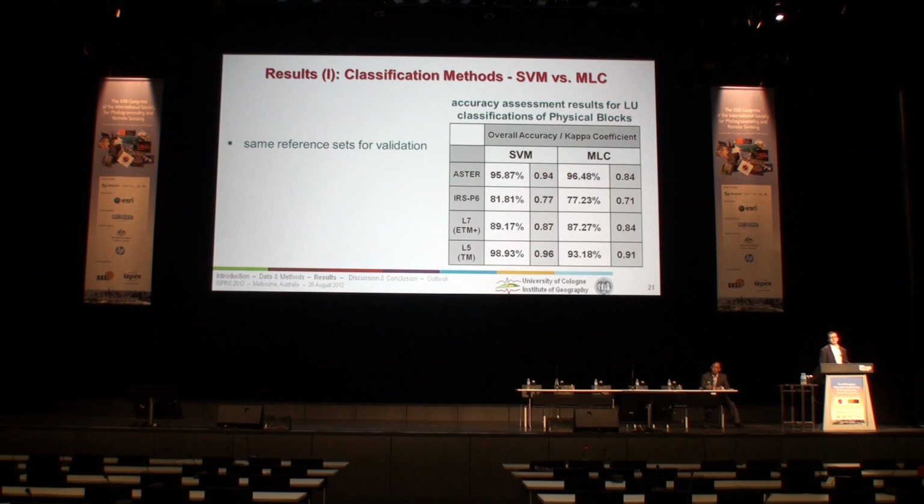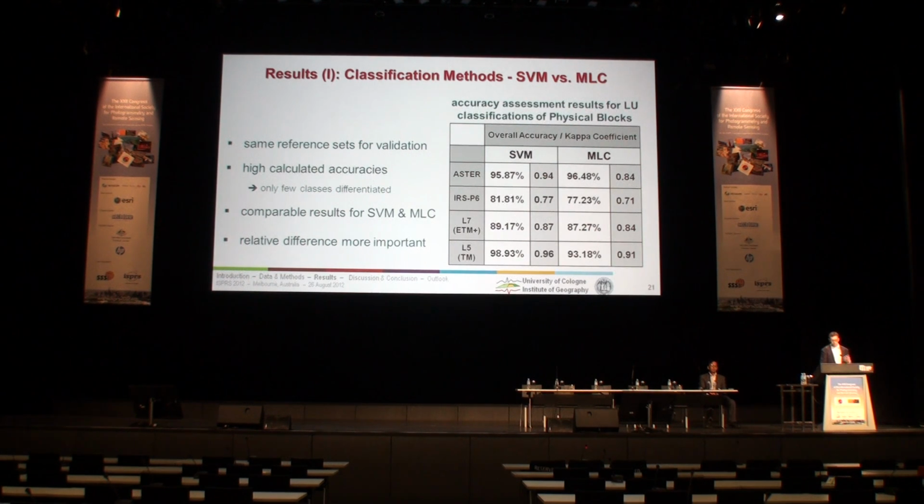We also used the same validation data for both classifiers, and some might think that the accuracy values are kind of high, but that was not the main reason we wanted to show these accuracy results. The main reason was to show that both classifiers produced comparable results. Most of the time, support vector machine was a little bit better, but sometimes even the maximum likelihood classifier produced higher values. So more or less, we have comparable results, and for this analysis, the relative difference of the results is the important thing.